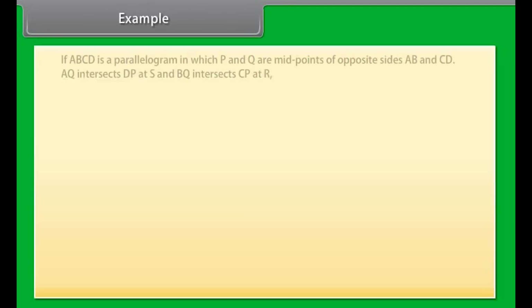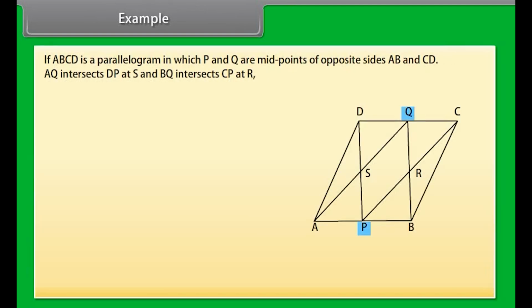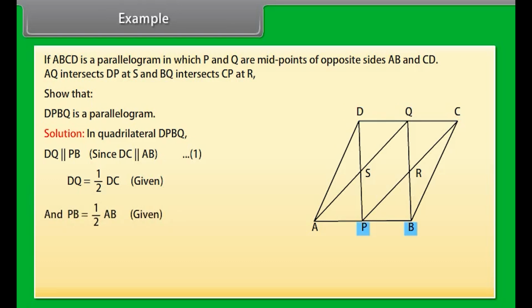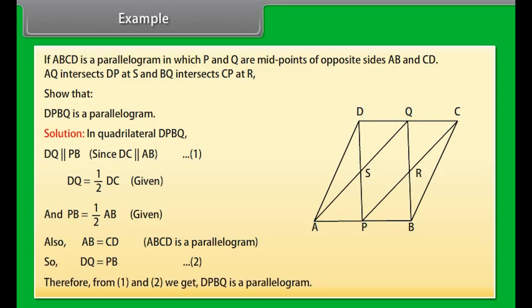Example. If ABCD is a parallelogram in which P and Q are midpoints of opposite sides AB and CD, AQ intersects DP at S and BQ intersects CP at R, show that PRQS is a parallelogram. Solution. In quadrilateral DPBQ, DQ is parallel to PB since DC is parallel to AB. Mark it as 1. DQ is equal to 1 upon 2 DC, which is given, and PB is equal to 1 upon 2 AB, which is also given. Also, AB is equal to CD because ABCD is a parallelogram. So, DQ is equal to PB. Mark it as 2. Therefore, from 1 and 2, we get DPBQ is a parallelogram.